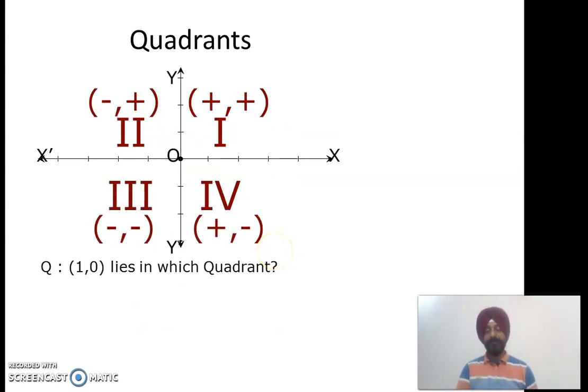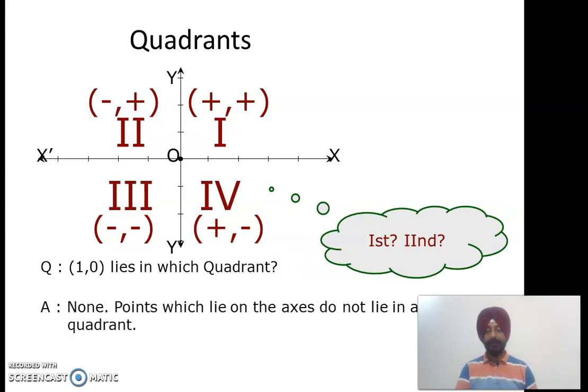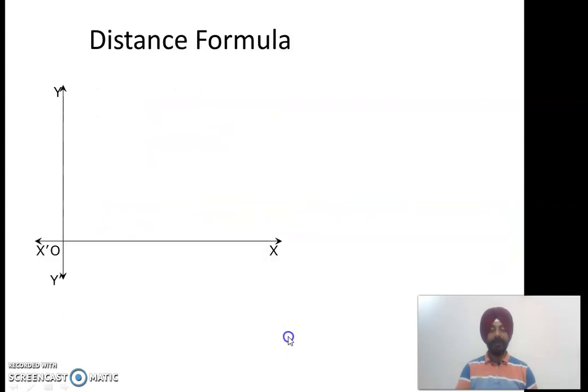The point (1, 0): since 1 is positive and 0 is also positive, which quadrant does it lie in? This is not the first quadrant. The answer is none: a point on the x-axis does not lie in any quadrant. It is a point on the x-axis.